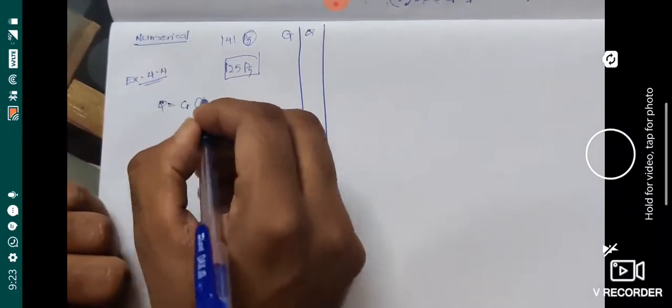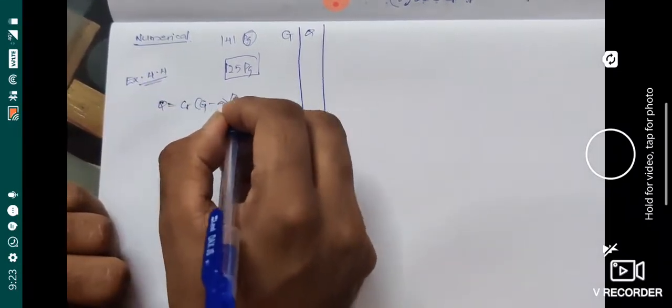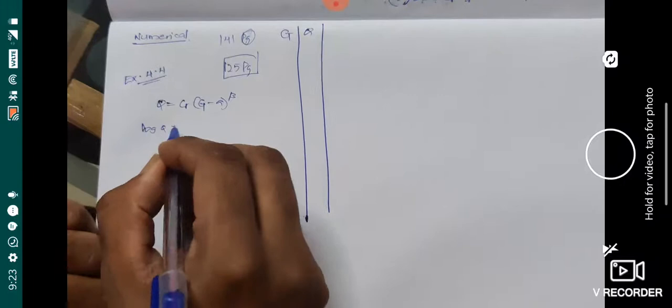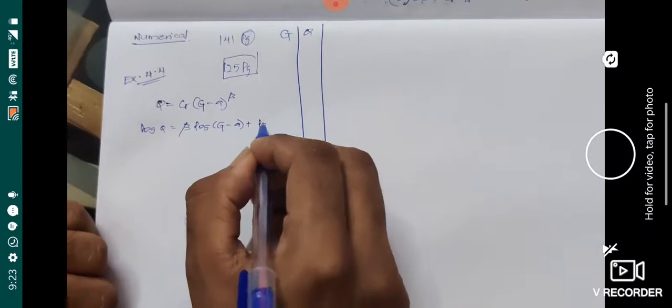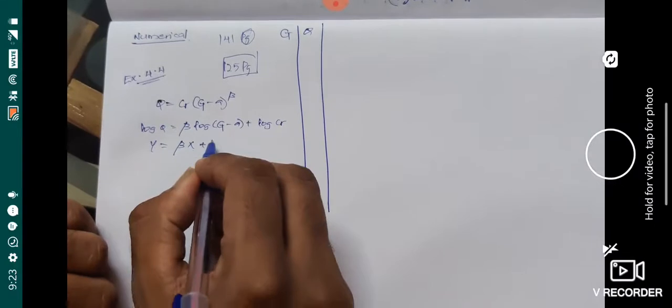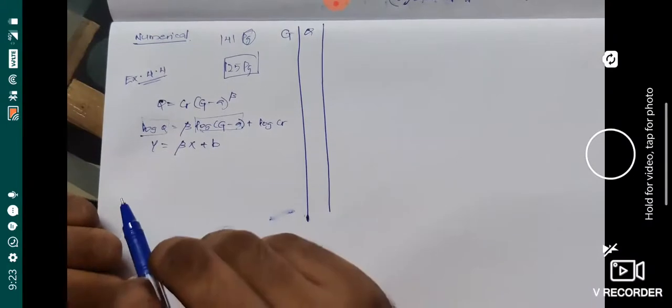We have already seen that the relation is Q equals C_R into (G minus A) the whole raised to beta, and you take log on both sides. While taking log, it becomes log Q equals beta log of (G minus A) plus log of C_R. This is represented as Y equals beta X plus B. So you have to find the log of Q value and the log of (G minus A) value, and obviously you have to find the value for A. Then only you'll be able to take the log of that, isn't it?